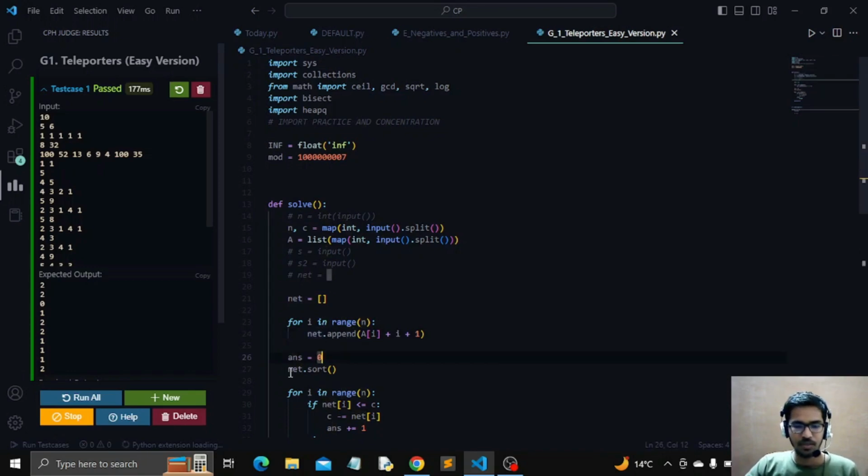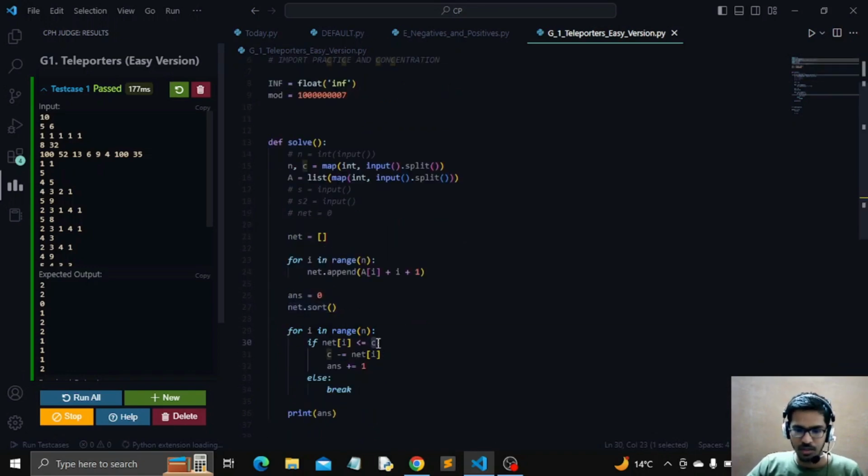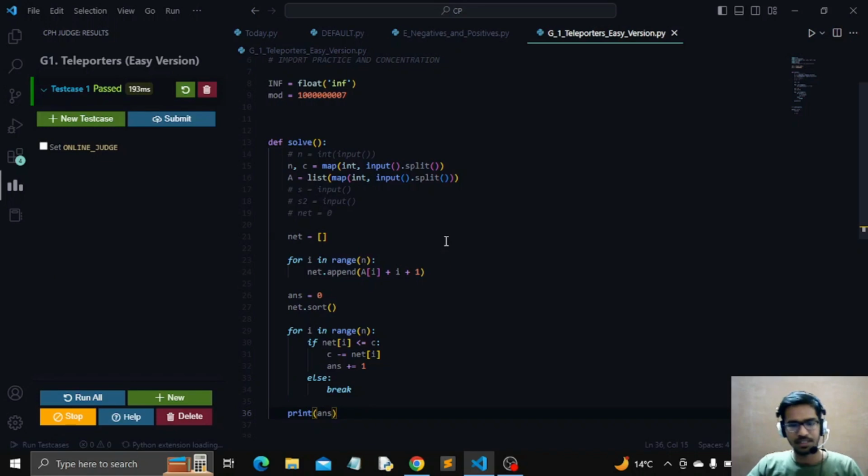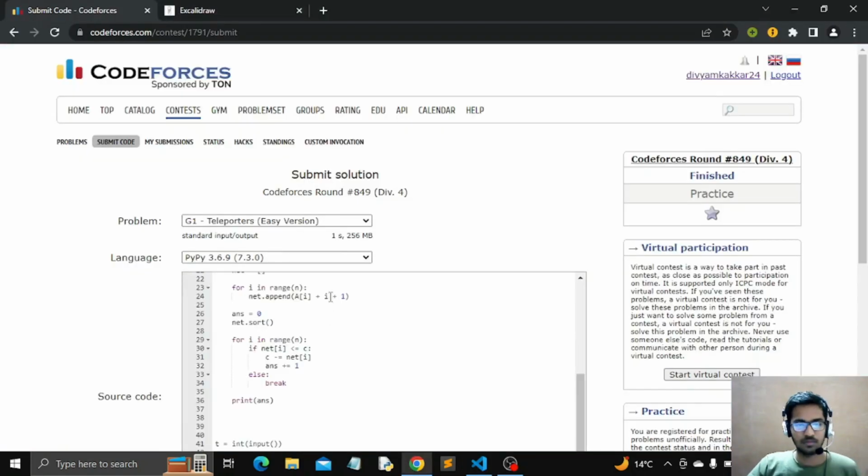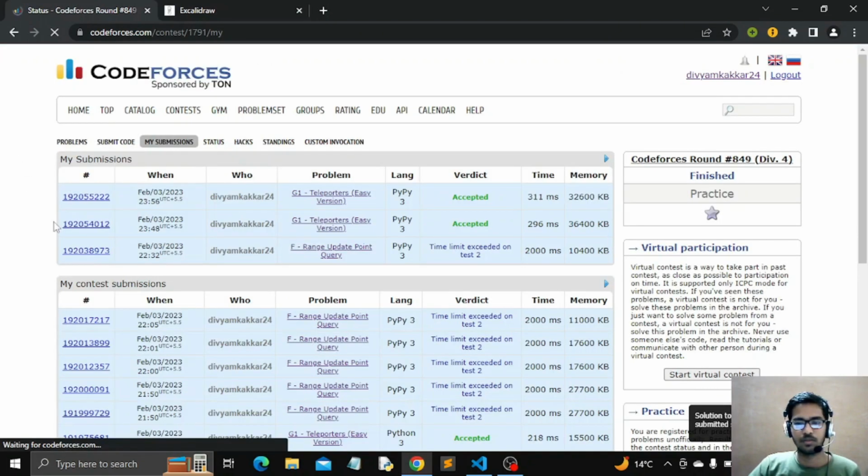After this I am sorting that array, and then I simply iterate through that array, using up the number of coins which we have, and the moment we run out of coins we break, and at the end we print the answer. If I run this, all the test cases pass, and on submitting, as you can see, it got accepted.